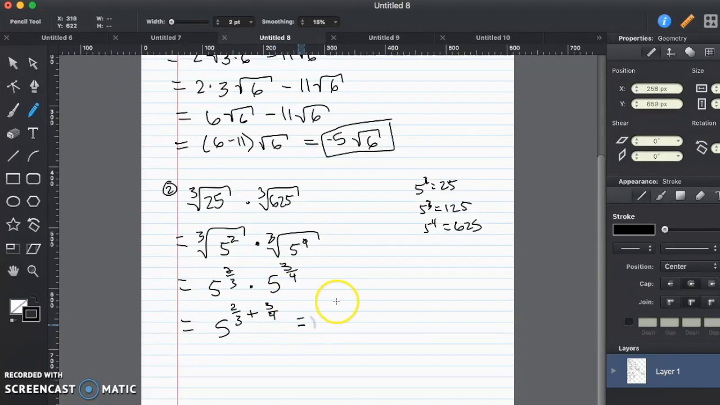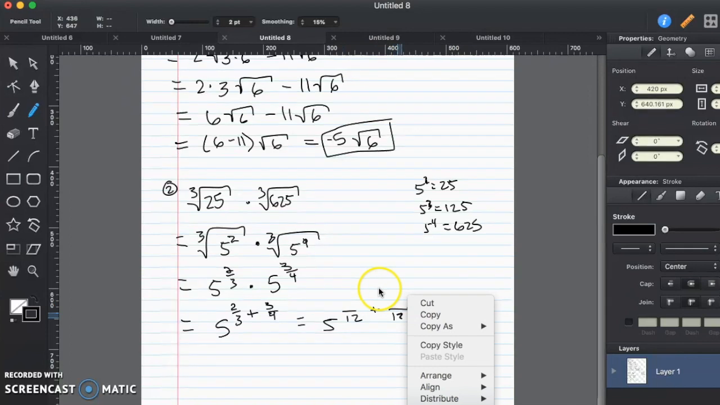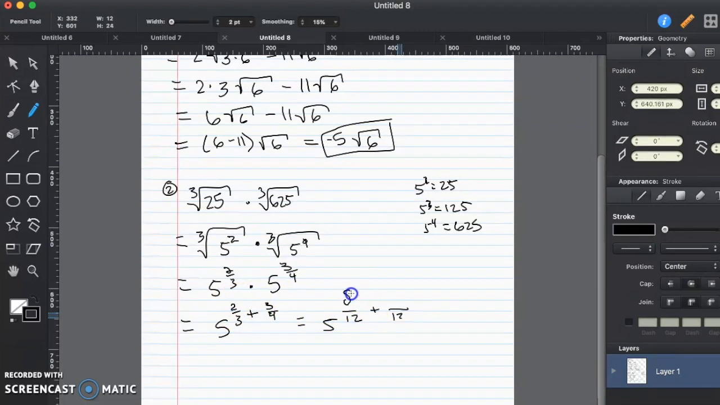Can't quite simplify that, but I can make these have common denominators. If you don't remember, maybe we need a little bit more practice, but I know I should end up with 12 as my least common denominator for both of those. So what do I need to multiply times 3 to get 12? That's a 4, so 4 times 2 is going to be 8. What times 4 gives me 12? That's 3, so 3 times 3 gives me 9. And that is going to be 5 to the 17/12. Okay, and that is a perfectly acceptable answer.